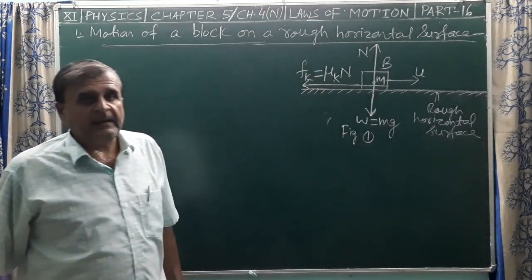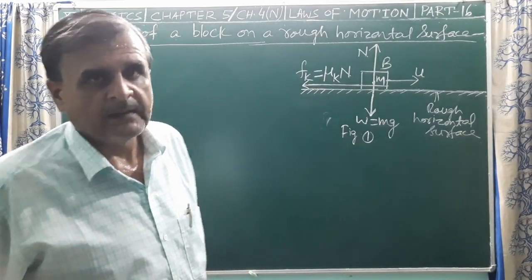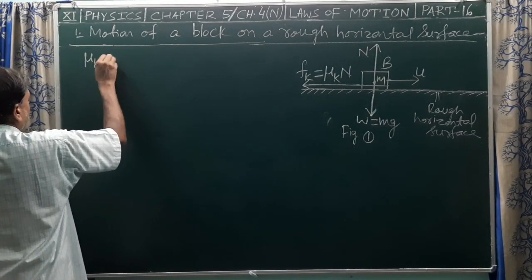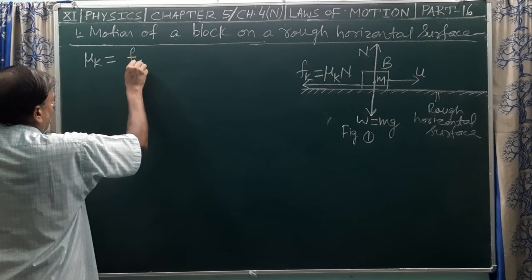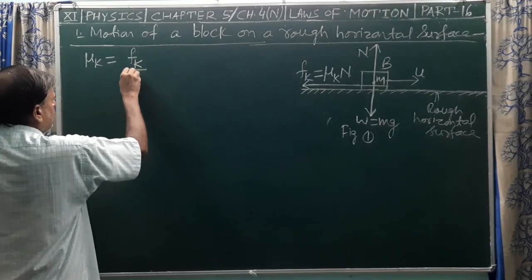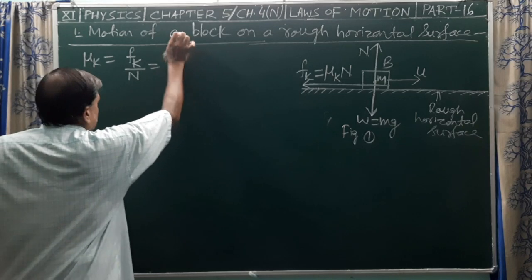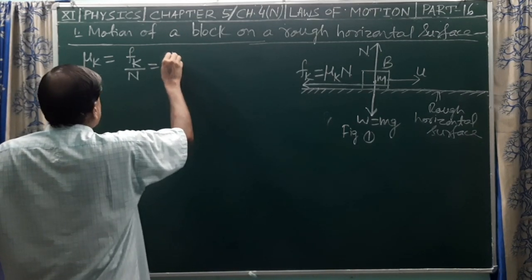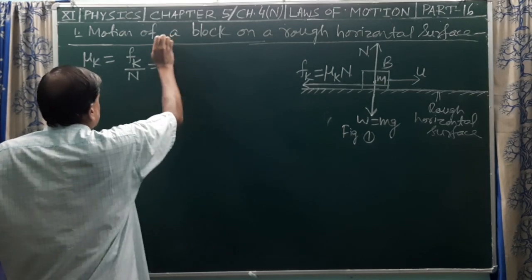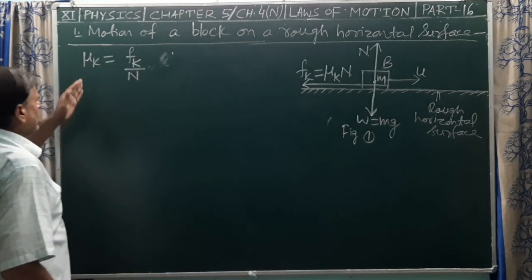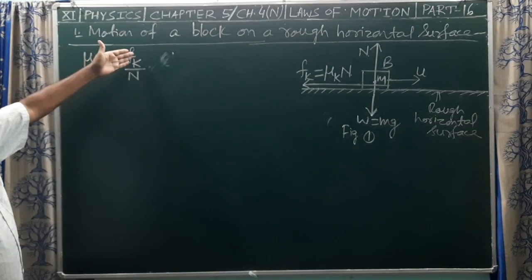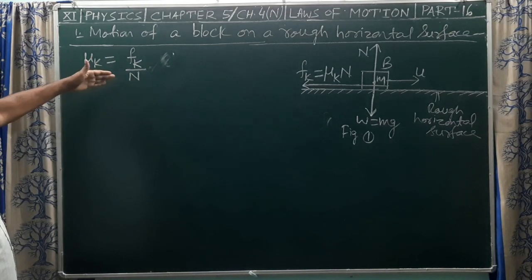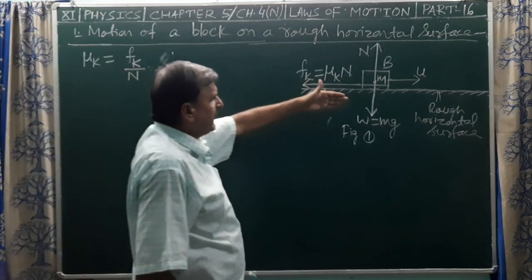Coefficient of kinetic friction mu k is the ratio of kinetic friction and normal reaction. Mu k, the coefficient of kinetic friction, is a constant of proportionality. It is equal to the force of kinetic friction Fk upon normal reaction n, and the force of kinetic friction Fk is equal to mu k into n. From this we have obtained the coefficient of kinetic friction mu k is equal to the ratio of the force of kinetic friction Fk between two surfaces and normal reaction. And n is balanced by mg. In place of n we can write mg.